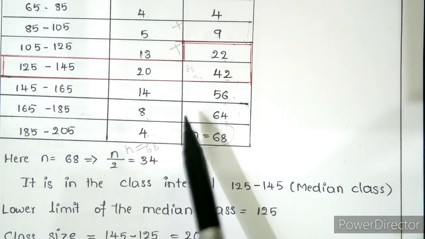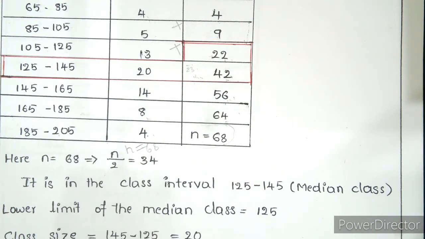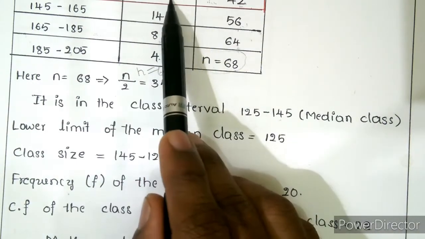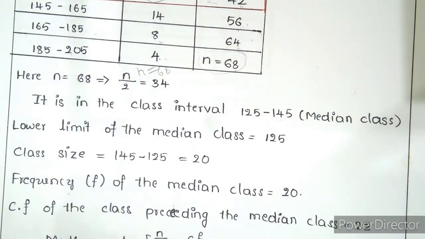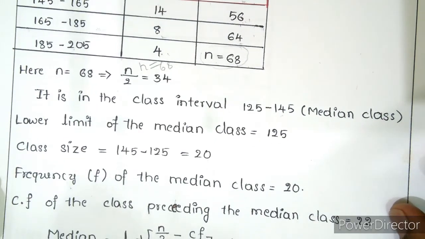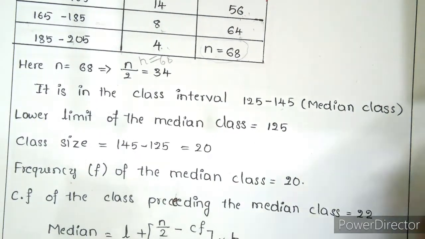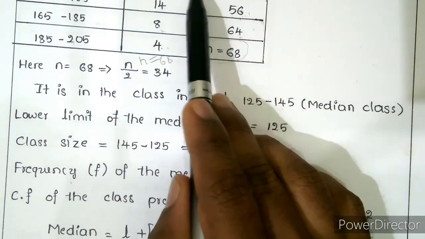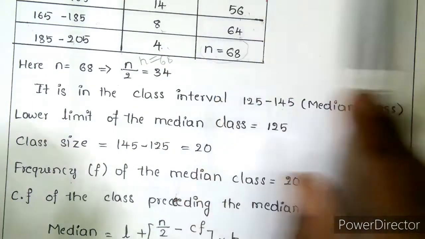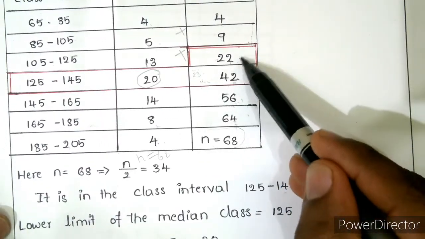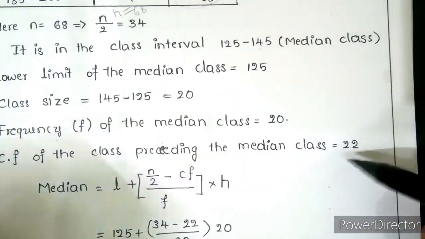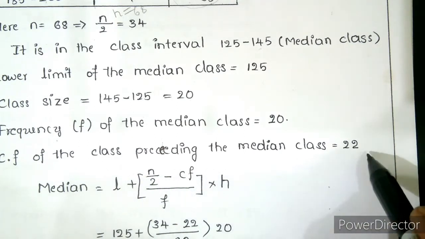The lower limit of the median class is 125. The class size is 145 minus 125, which is 20. The frequency of the median class is 20. Now the cumulative frequency of the class preceding the median class: this is the median class, and the cumulative frequency preceding it is 22.